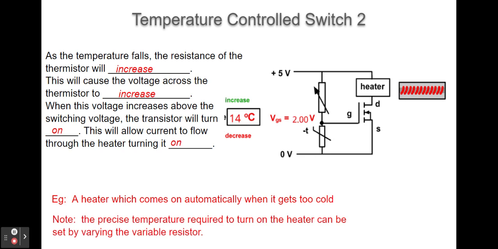Again, we can set the exact temperature that we want the heater to turn on at by varying the variable resistor value. You'll have, quite likely, in your home somewhere, a thermostat where you can turn a little dial, which is effectively a variable resistor, to set the temperature that you want your heating to turn on at. And the inside working of that circuit is almost identical to this one.